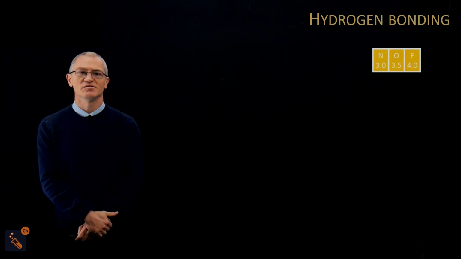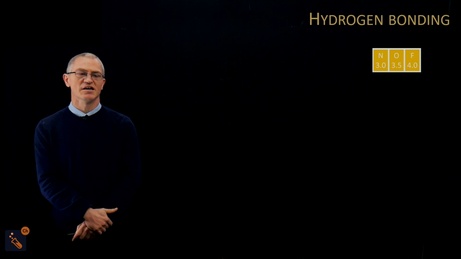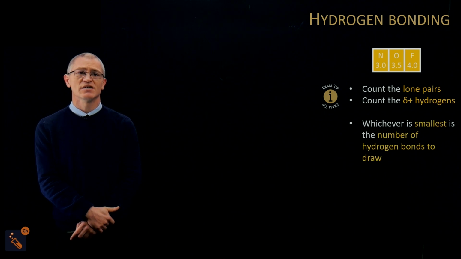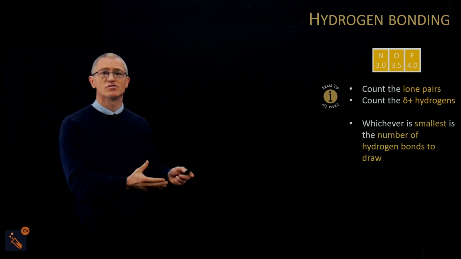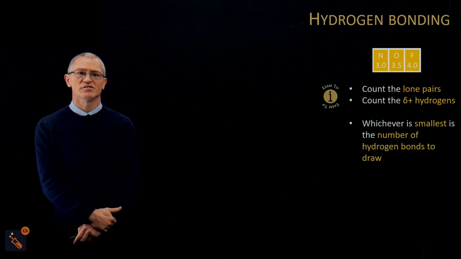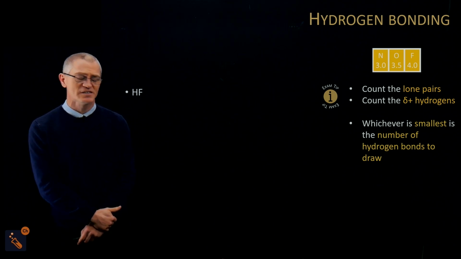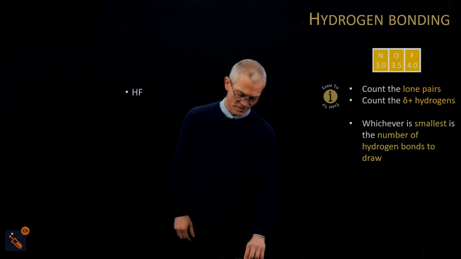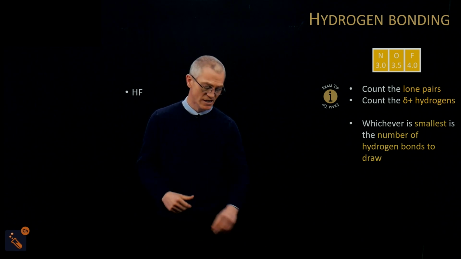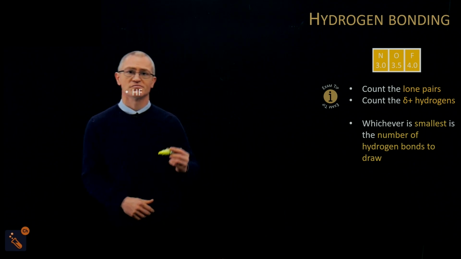So this is a good opportunity for you to test what you've learned and draw something yourself. Let's remember our exam tip: count the lone pairs, count the delta plus hydrogens, and whichever is smallest is the number of hydrogen bonds you draw. So let's have a look at our example. Our example is HF. If you're doing this right now, it might be a good idea to stop the video, try and draw HF, but I'll carry on.